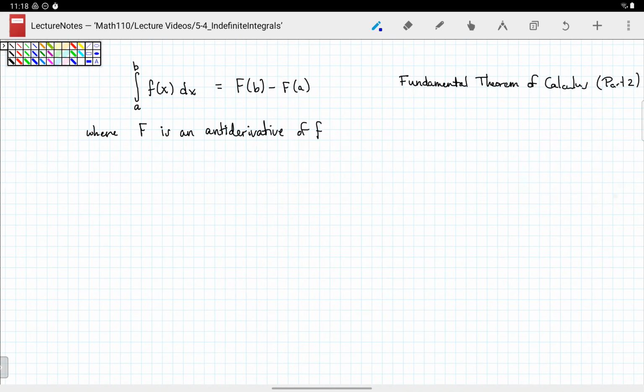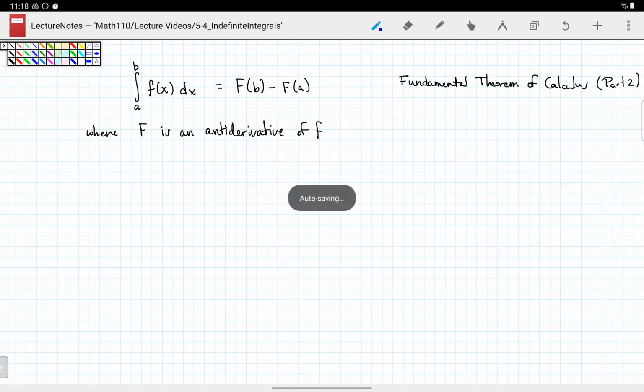So one of the things that we saw in the previous section was the fundamental theorem of calculus. And we saw two different ways of stating the fundamental theorem of calculus that are related. And this way, where you have the integral of a function, a definite integral from a to b, can be evaluated by taking the difference of an antiderivative at the endpoints.